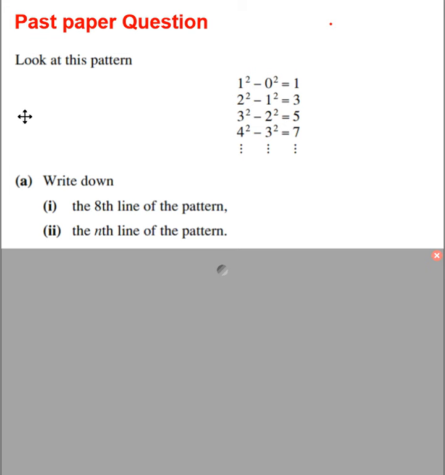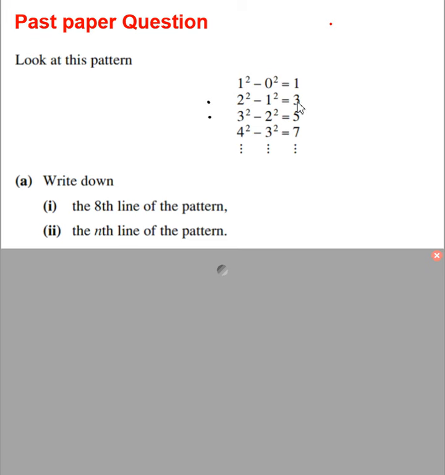So let's see the question here. Here is the pattern given to you, and the question is saying find the 8th line of the pattern and the 9th line of the pattern. If we see this pattern, suppose this is line number 1, line number 2, line number 3, line number 4. What is happening? Whatever the line is, you have to start with the square of it and then minus the square of a number less than this, right? So if I say write down the 5th line, you will say 5 squared minus 4 squared.